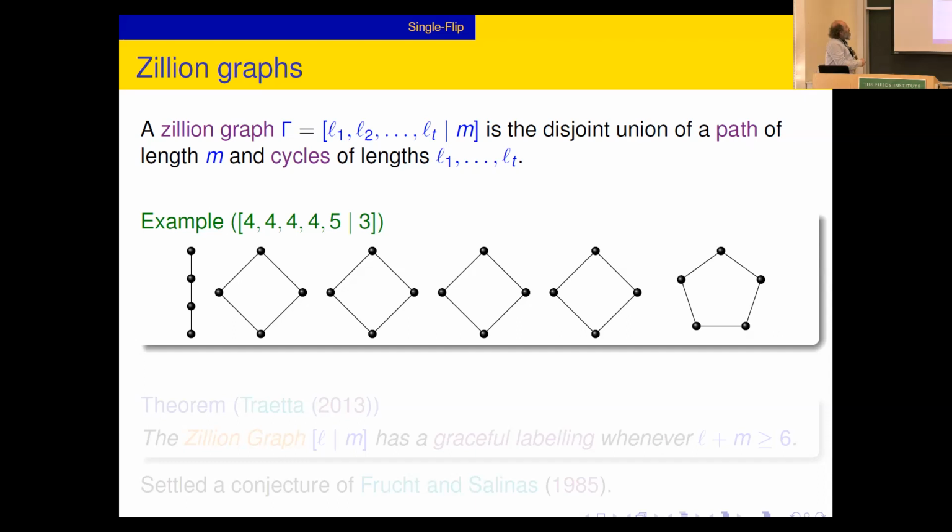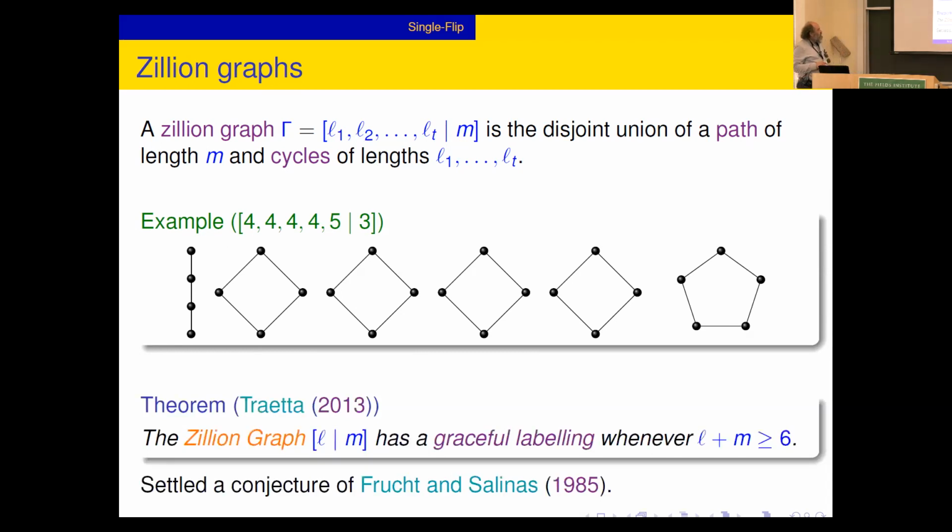They're called zillion graphs because that looks like a 1, and these all look like zeros. And here's the notation here. So we've got a bunch of cycles and then a path. Really, the path should have come first, because that's the 1. Anyway, Tommaso, a while back, proved that if you've got one path and one cycle, you can gracefully label these things. And a lot of what we're going to end up trying to do is gracefully label these types of graphs.